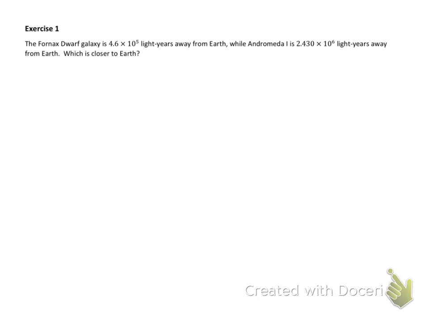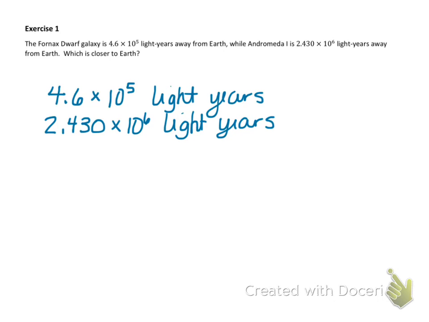Okay, so we start by just writing the numbers. These are the two numbers that we're trying to compare. And so we want to get the power of 10s equal. So in order to do that, I'm going to take the larger power of 10 and split it up. And so I'm going to use this 2.43 times 10 to the 6th. And I'm going to write the 10 to the 6th in parts.